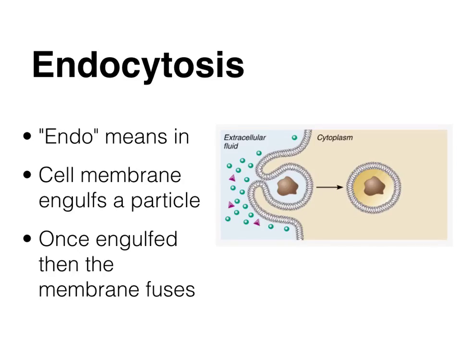The opposite process of this is called endocytosis, and endo means in, so there are some things from the outside of the cell that the cell needs. What the cell membrane can do is engulf this particle, stretch around this particle, and then the membrane can fuse back together and bring the particle into the cell. So this also is active transport and requires energy in order for it to happen.